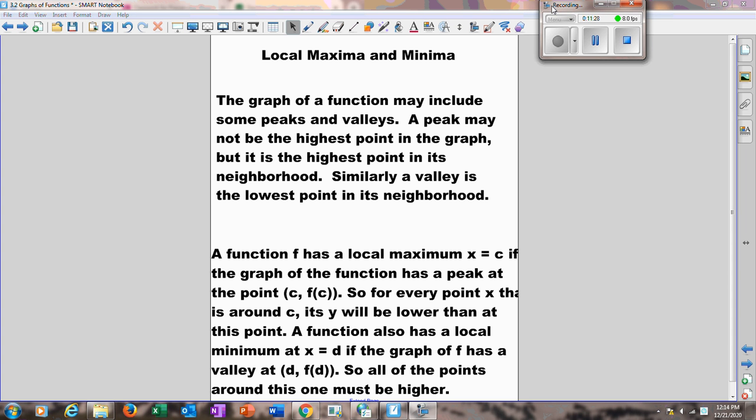And that's a good stopping point for today. We'll pick up there tomorrow and finish out learning about local maxes and mins and look at more analysis of functions.